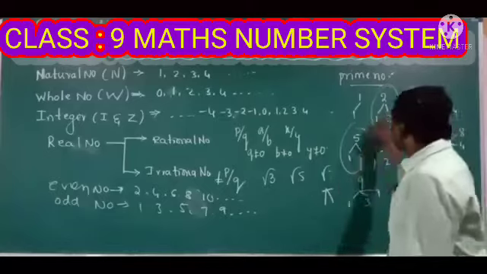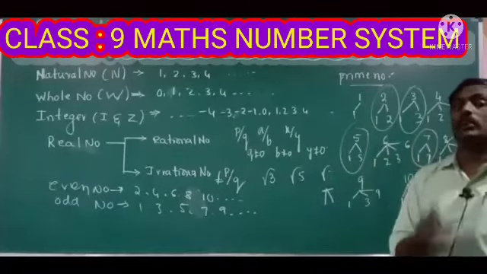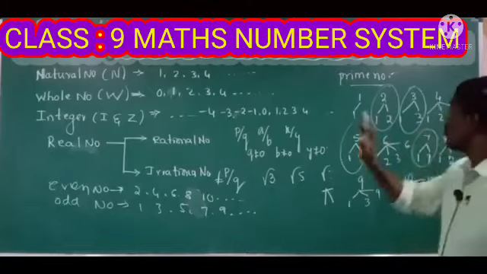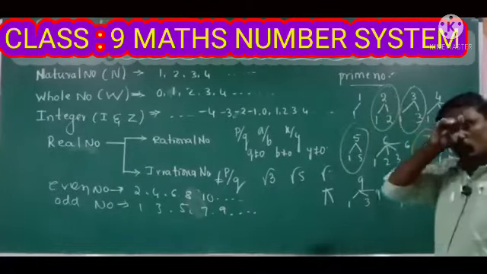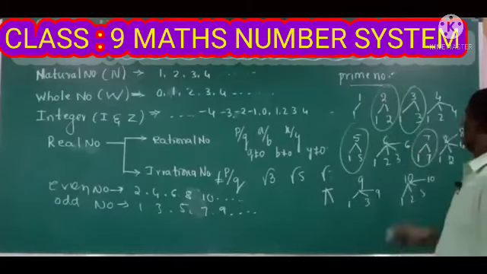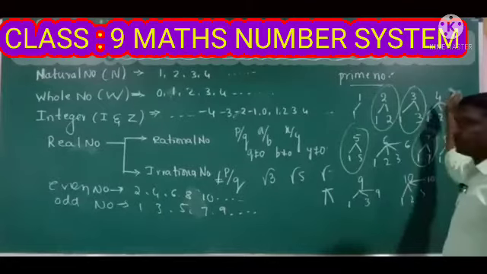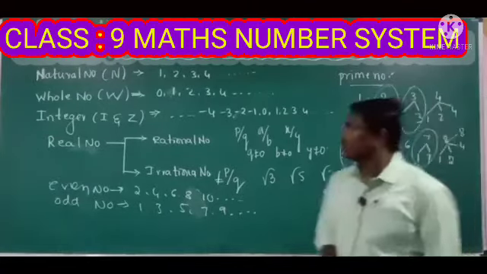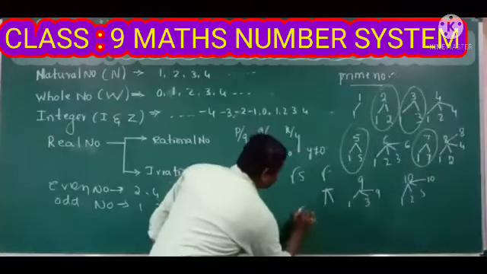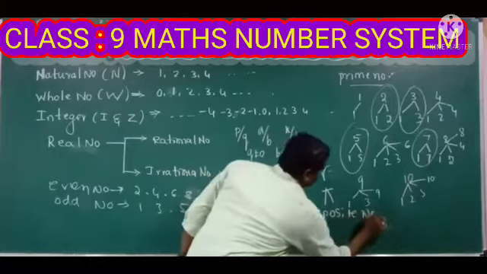Prime numbers means the numbers which are divisible by 1 and itself only, or the numbers which have only 2 factors, right? So these types of numbers are called prime numbers. Then what name do we give to these other numbers: 4, 6, 8, 9 and 10? These are the composite numbers.